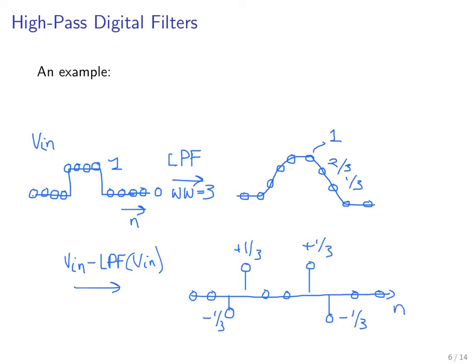Okay, and so what we have here is that by subtracting the low-pass filtered version of our input signal from the signal itself, we have left only the edges that we suppressed using the low-pass filter, right? So we subtract off sort of the local average value, and we're left with only the edges, which is what we would get from a high-pass filter.